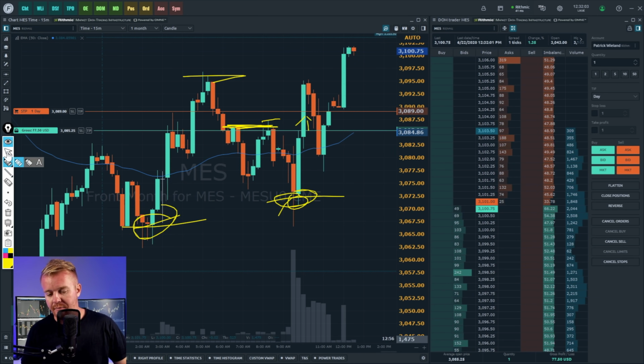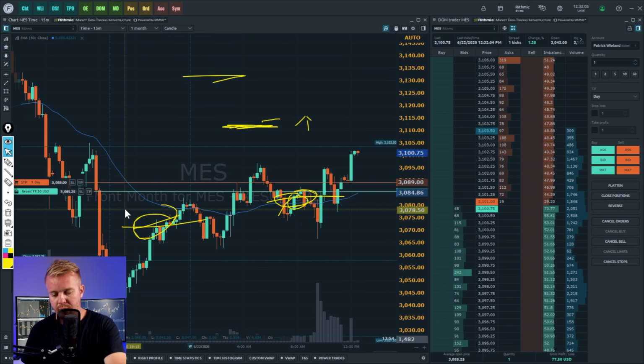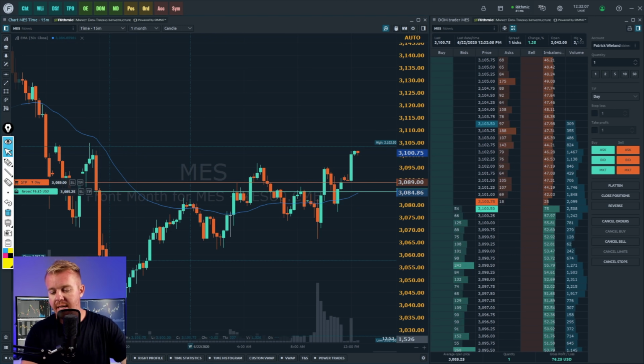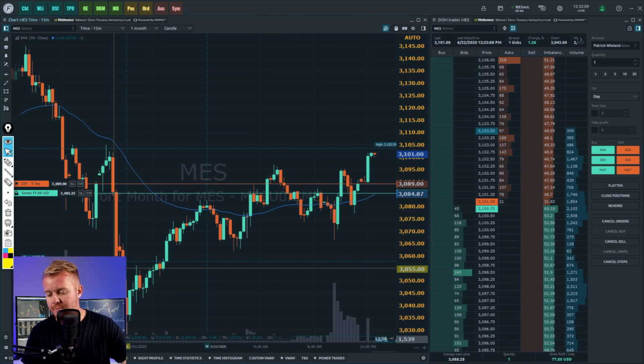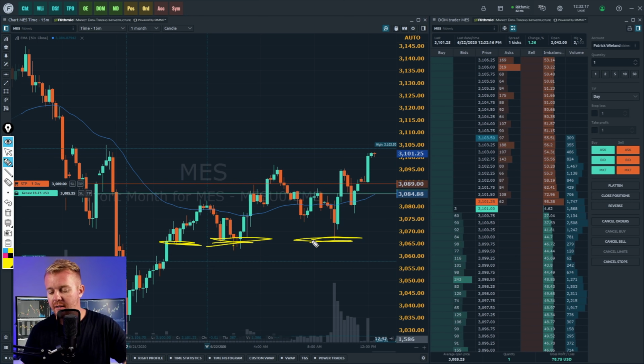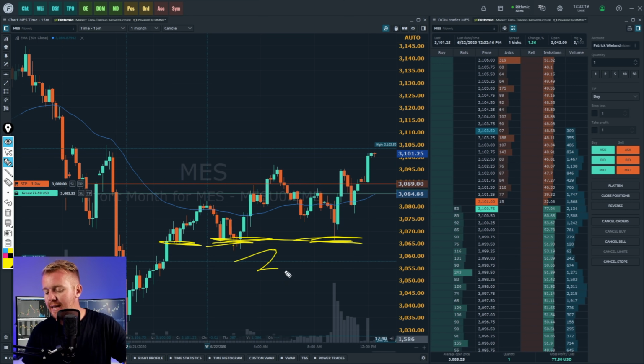If you zoom out even bigger, get rid of these circles. We can see we gapped down the other night. We pushed back. This is a lower high, and guess what? Again, this morning, triple bottom. Three touches on that area.